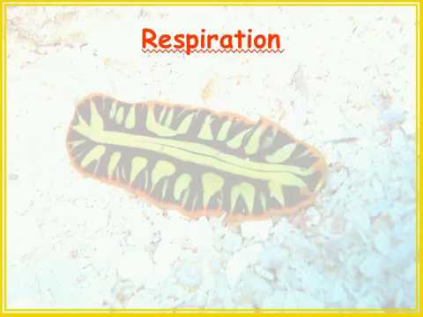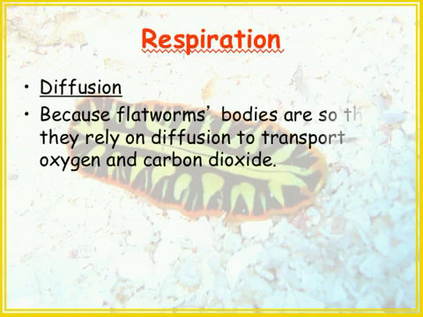Now let's talk about respiration. Respiration is accomplished by diffusion in flatworms. It's because they're so thin. So they can rely on diffusion. They can rely on the water surrounding their bodies to transport oxygen and carbon dioxide. So flatworms that live in the soil have to live in pretty moist soil because they do rely on the water to help transport oxygen and carbon dioxide.